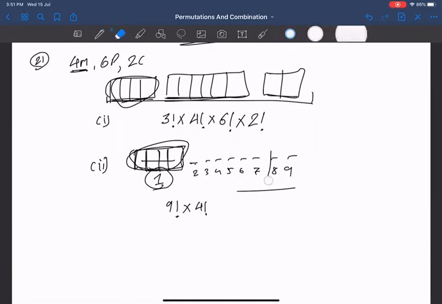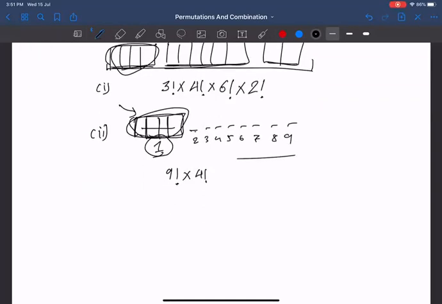मतलब उसको साथ में नहीं रखा है हम लोग ने. So all together 9 people can be arranged within themselves in 9 factorial ways, and this group of books can be arranged within themselves in 4 factorial ways. ठीक है?